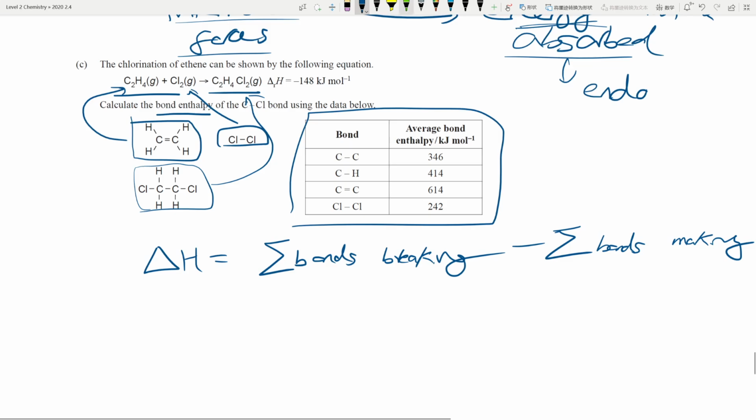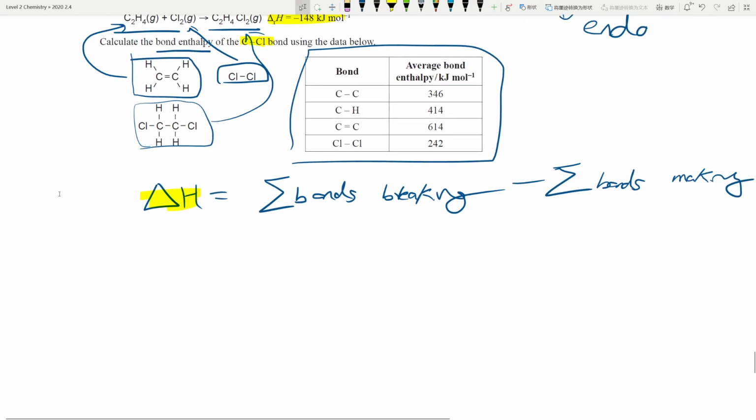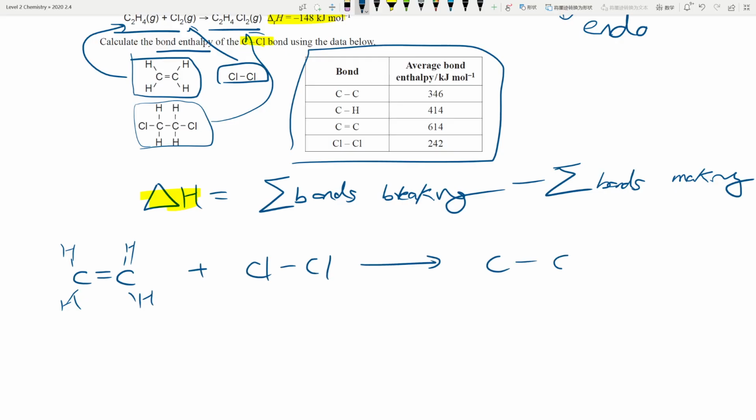Now, they actually gave you the delta H in the question, and they want you to find CCl. So let's just draw it out really quickly. We want to break, I'm just going to rewrite this, putting the formula in, plus ClCl, turning into the product. I'm just going to copy exactly how they draw it.